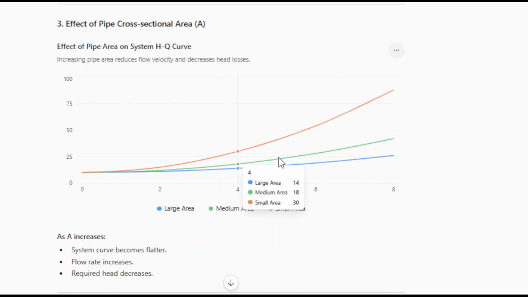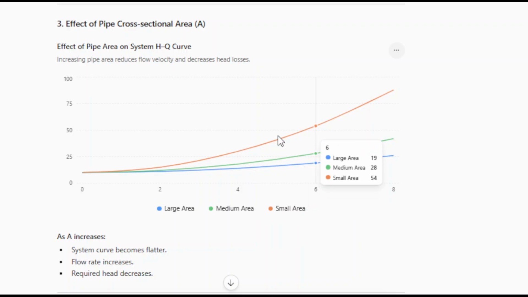Finally, observe the orange curve, which represents the small cross-sectional area. Here, the fluid flows through the smallest area, producing the highest velocity. Consequently, the friction losses are the greatest, and the required system head increases rapidly with flow rate, making this the steepest curve. If we compare all three curves at the same flow rate, the required head is lowest for the large area pipe, higher for the medium area pipe, and highest for the small area pipe.